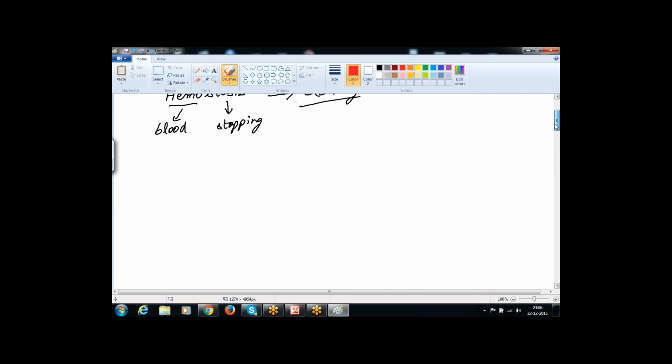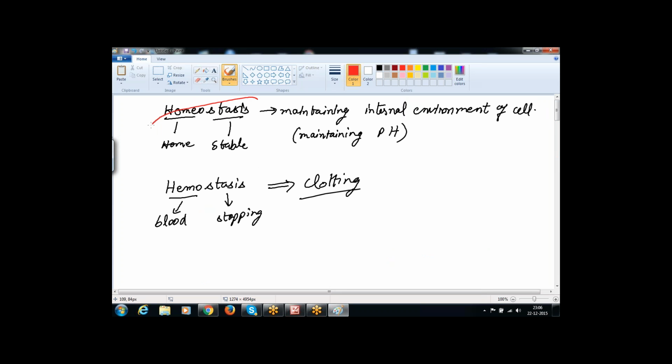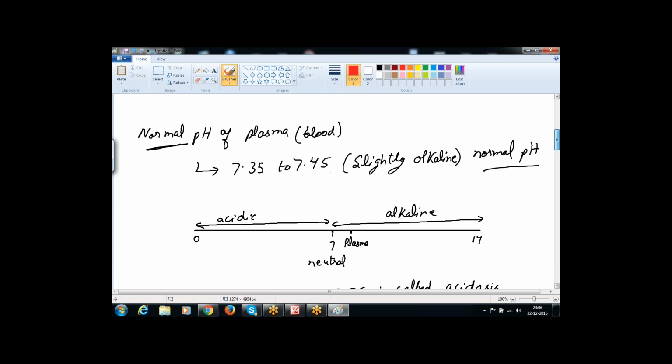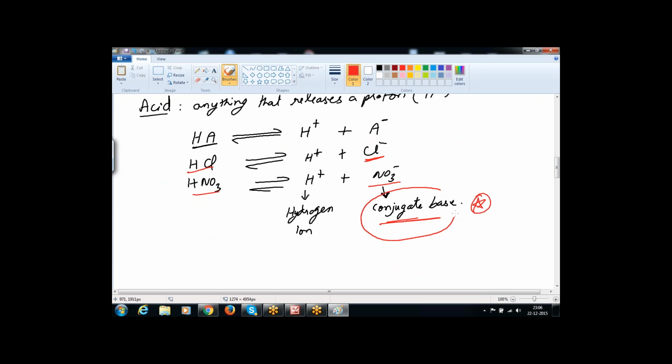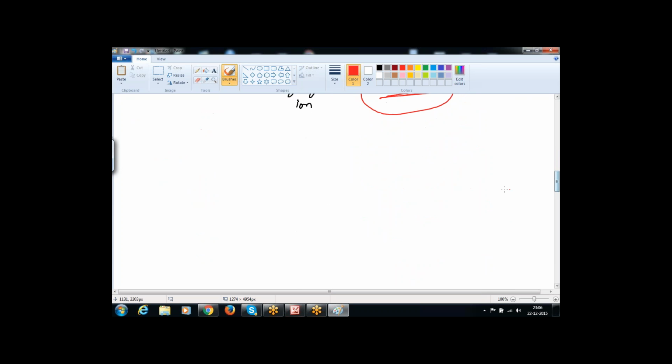So this is an exam question: normal pH, what is homeostasis? That is an exam question. That is the first point. Then what is normal pH? That is an exam question, second point. Third point you need to know is what is a conjugate base? That is an exam question. Then remember, again, this is chemistry, but sometimes they ask you questions on this. So just for your understanding, I'm telling. Otherwise, you don't need details.